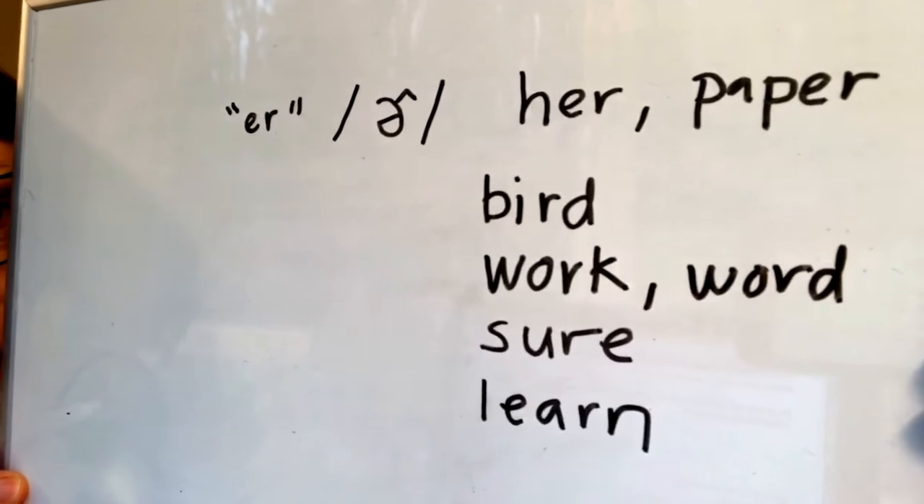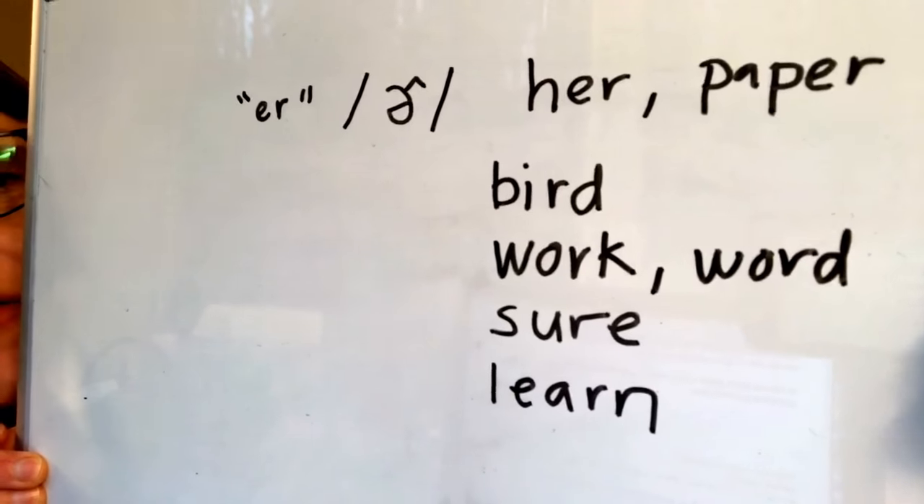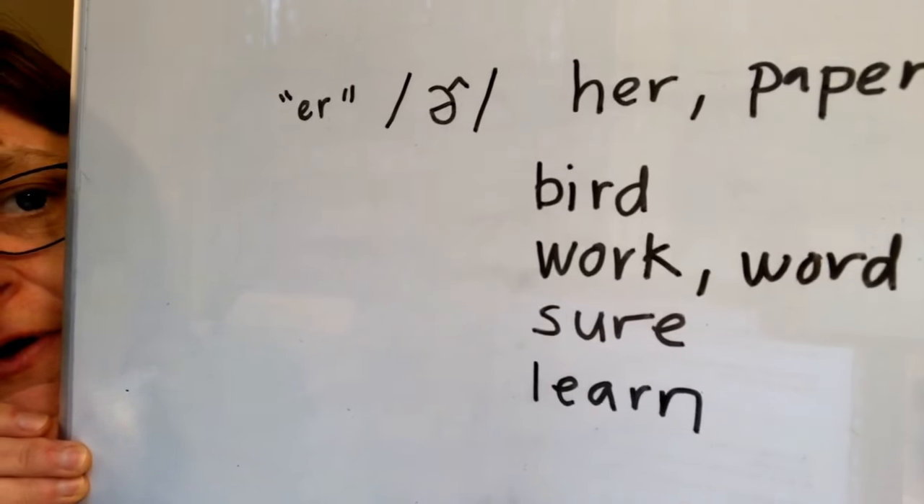So if I'm just looking for ER to say that's not going to be very helpful. And you need to be careful that when you're saying words like bird, work, word, sure, and learn, that you're not adding an extra sound. You have to ignore the spelling of those words, ignore that there's an I there or a U there, and just be thinking of the sound. Sometimes people think of it as being UR, the sound, but basically I recommend trying to learn that symbol here and think of that as the sound, and that will really help you when you're looking up words in the dictionary.